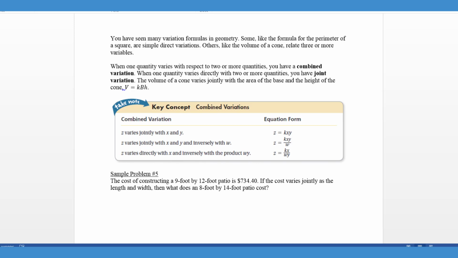Now, the easiest way to kind of learn these is trial by fire. So let's just jump in and do sample problem number 5, take a look at the solution, and then you can move on to sample problem number 6 and see how you do there. So go ahead and work on sample problem 5.